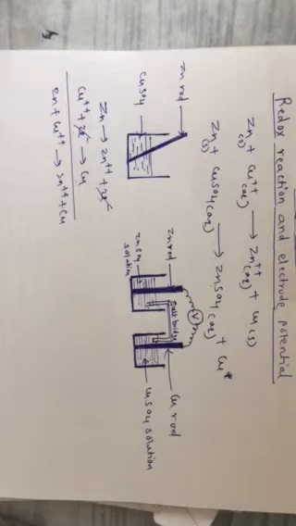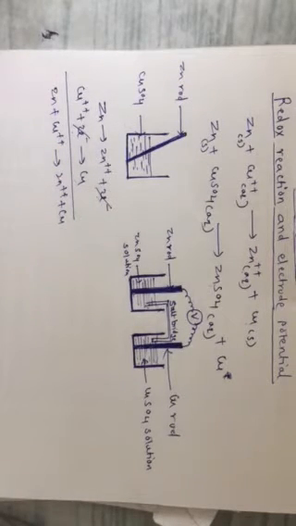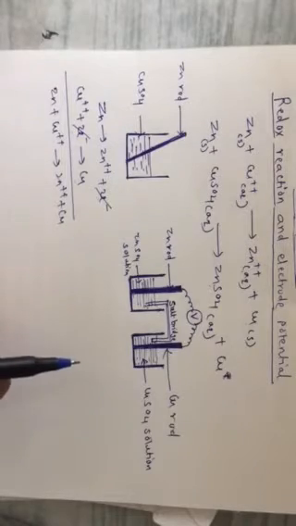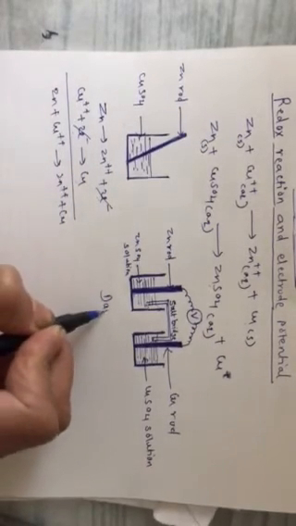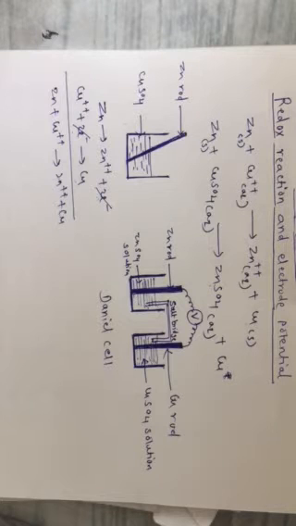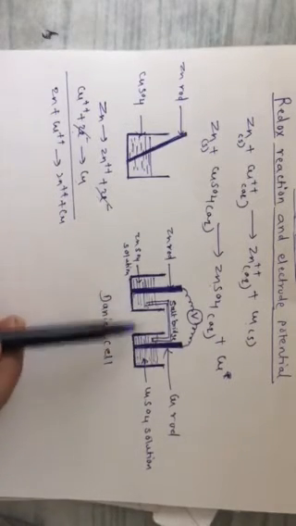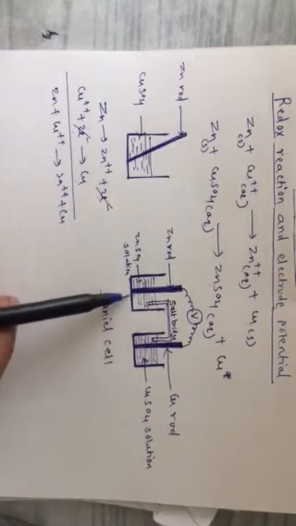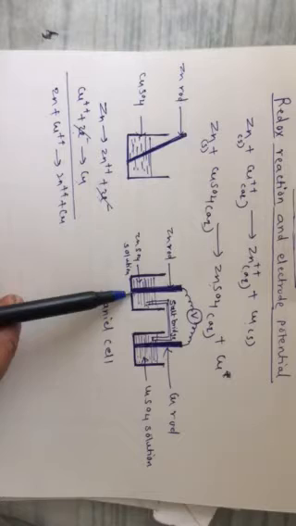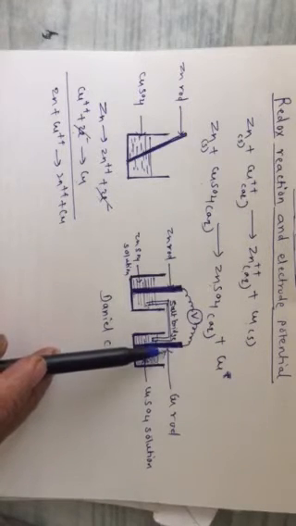The same reaction can be carried out in a different way. We can have a different assembly, which is known as the Daniell cell. It is the simplest voltaic cell in which a redox reaction takes place and electricity will be generated. It consists of two containers, two half cells. In one half cell we have zinc sulfate solution in which a zinc rod is dipped. In another half cell we have copper sulfate solution in which a copper rod is dipped.